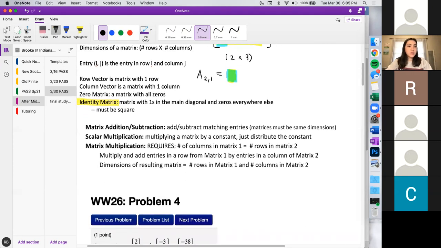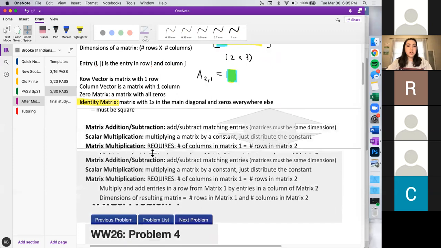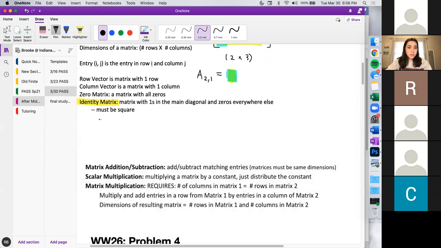So by definition, an identity matrix must be square. So it can be a 2 by 2, 3 by 3, 4 by 4, anything square. And square just means it has the same number of rows and columns, so it literally makes a square. If I wanted a 2 by 2 identity matrix, you put your ones in the main diagonal and zeros everywhere else. 3 by 3, same thing.